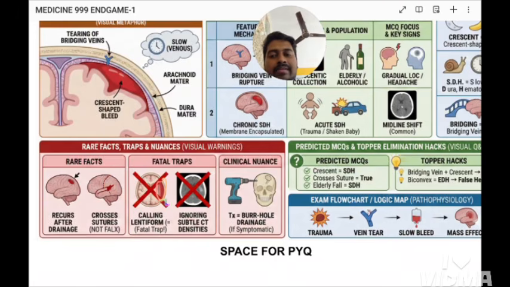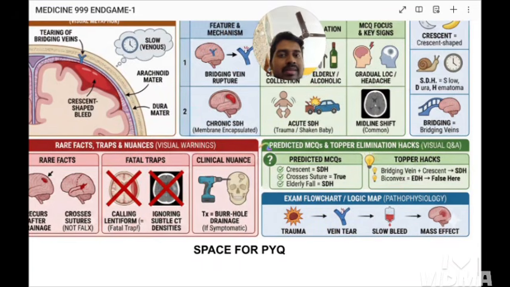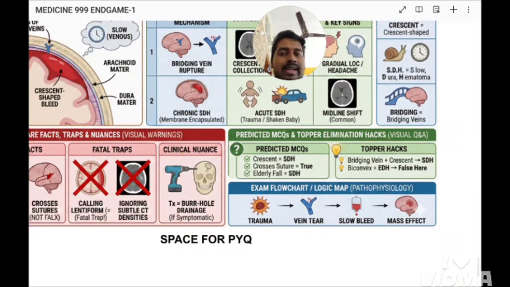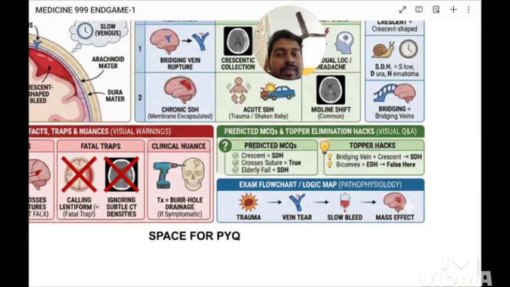Next, lentiform is actually what we see in case of extradural hemorrhage. Here we see banana shaped. Okay. Next, what is the treatment? If acutely symptomatic, we do burr hole drainage. That is, we do a burr hole in the skull, and then we release intracranial pressure, and that is for acute management. Okay, acute symptomatic management. I think I have explained everything here.